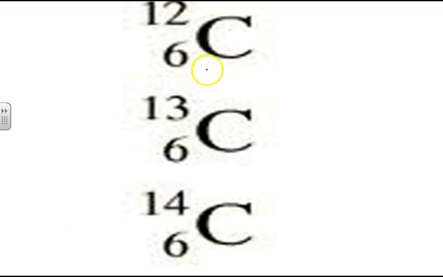And you can see here we have at least 3 different forms of carbon. Carbon with a mass number of 12, with a mass number of 13, and with a mass number of 14. But you can also see that in all of them we have an atomic number of 6, which means that carbon has 6 protons.